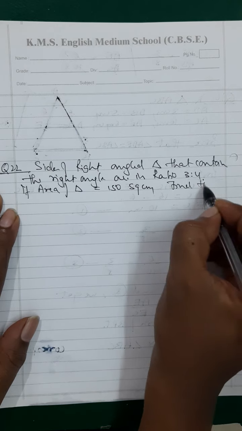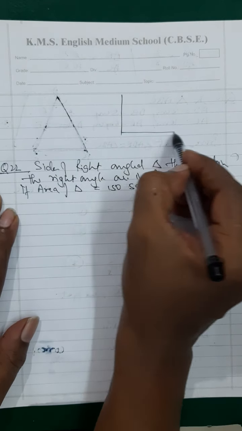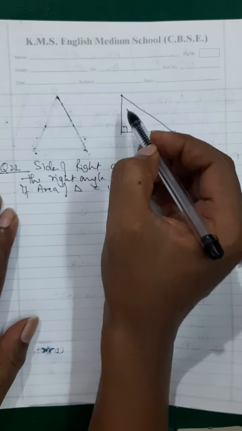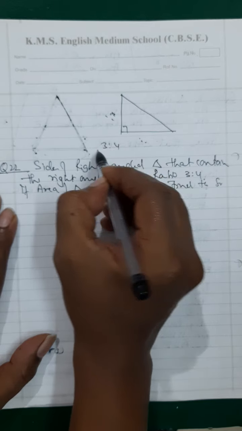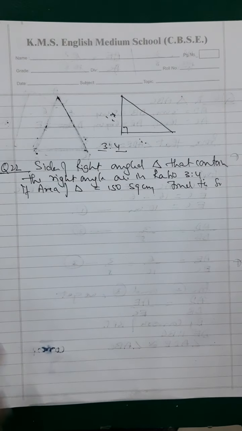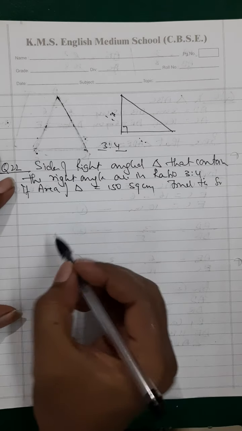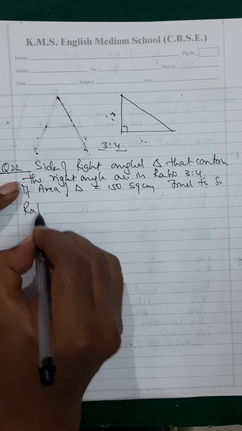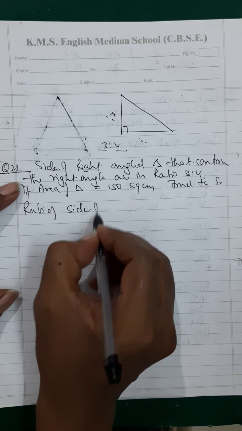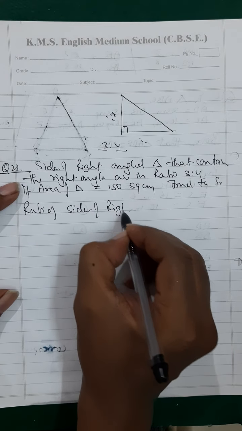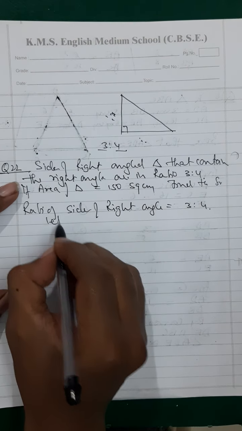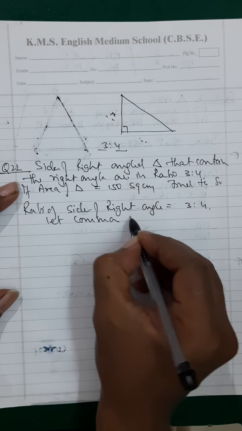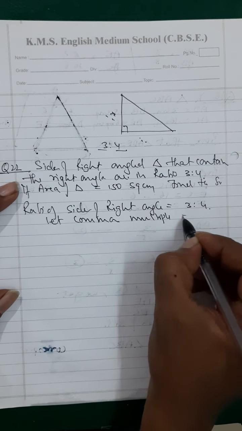It is simple, my dear students. See, basically what they are telling, this is the right angle triangle. And they are giving that the ratio is 3:4. Whenever the ratio is 3:4, the actual value is something else. The actual value will be dealing with a common multiple. Whenever a ratio is given, see here, ratio of sides of the right angle is equal to 3:4. Let the common multiple be equal to x.